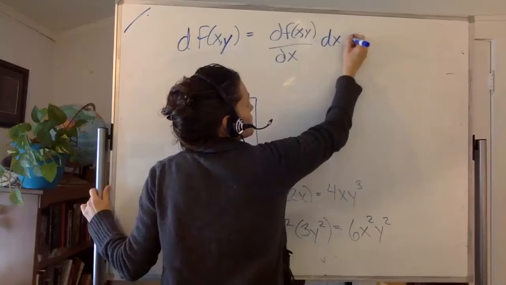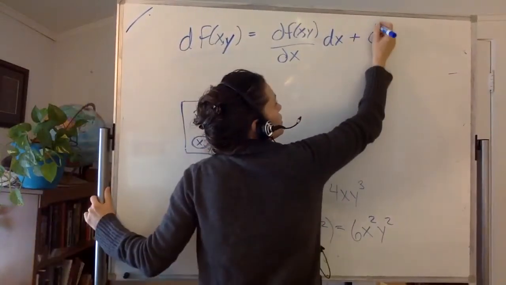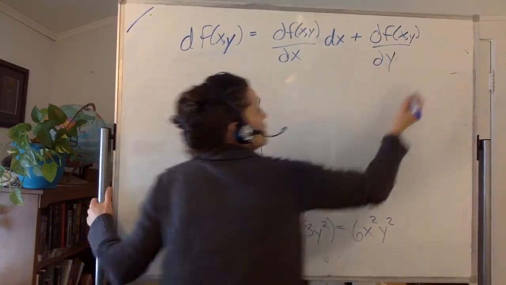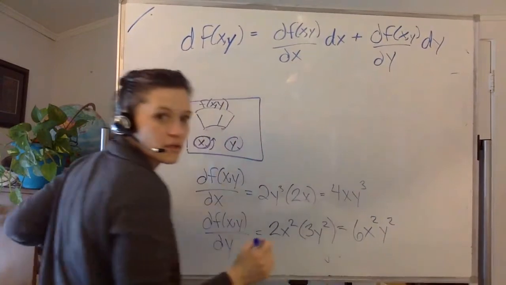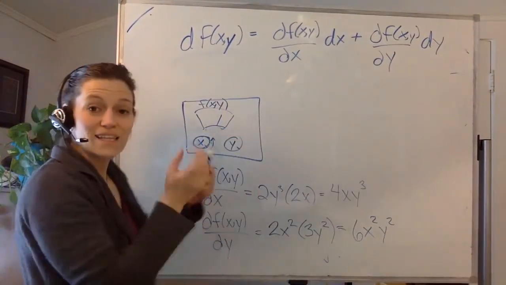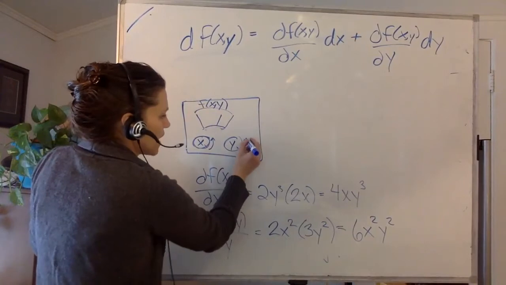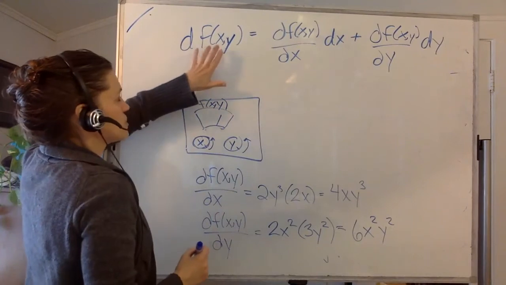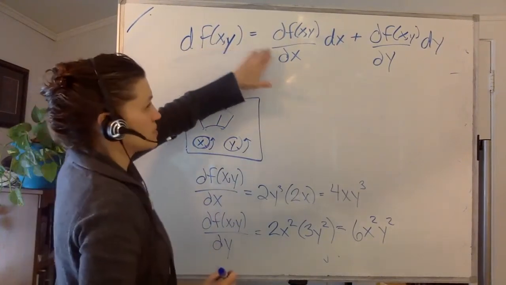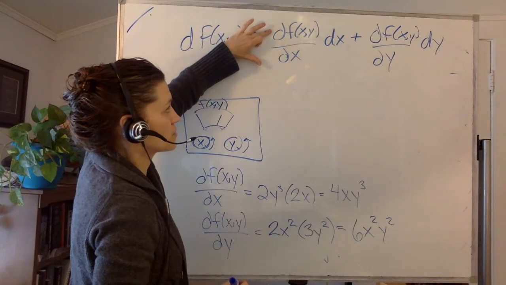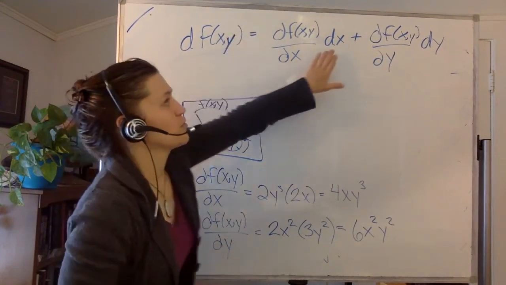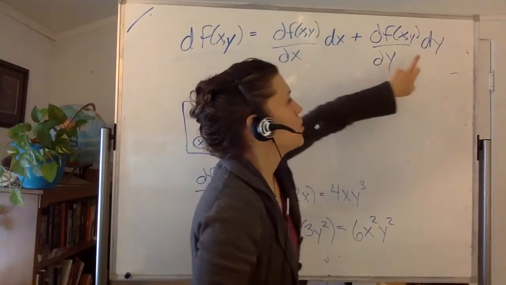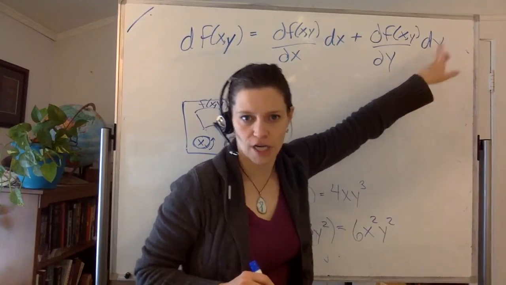That's this. Plus, same thing. How much does f of xy change when I change the y knob, multiplied by the actual amount that I've changed the y knob, the exact differential of how much this has actually changed. Okay? So, how much does the function f of xy change is equal to how much does the function change when I just change x, multiplied by the amount of x that is changed, plus how much does f change with respect to y multiplied by the actual amount of y that has changed.